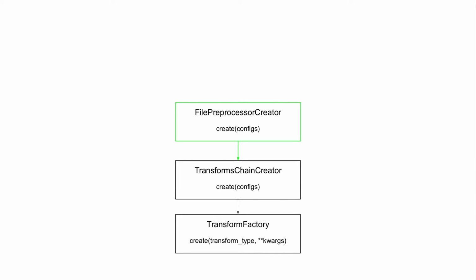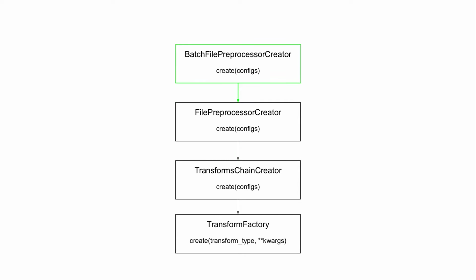On top of these objects, we have FilePreprocessor creator, and here again we have a create method with some configs, and the return of this method will be a FilePreprocessor. And on top of that, we have BatchFilePreprocessor creator, which owns a FilePreprocessor creator, and it has itself a create method where we can pass some configs. We'll take a look at the type of configurations that we can pass to BatchFilePreprocessor creator later on in this video. By now, you should have a good understanding of the different elements which make up Praudio.